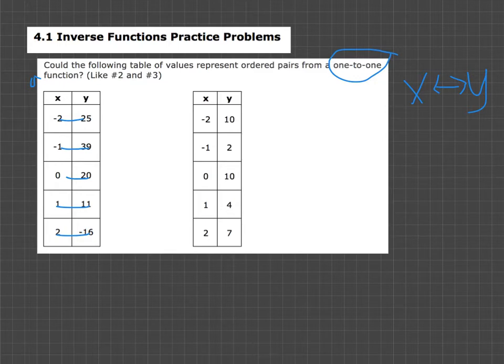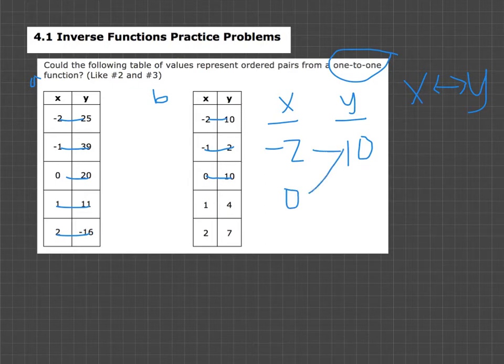Now let's take a look at table B. For negative 2, it goes to 10, negative 1 goes to 2, 0 goes to 10. So here's a case where we have y of 10, and we have two values of x that go to that one value of y. So it's being doubled up on, and so this one does not represent a one-to-one function.